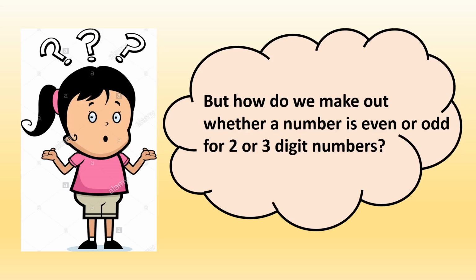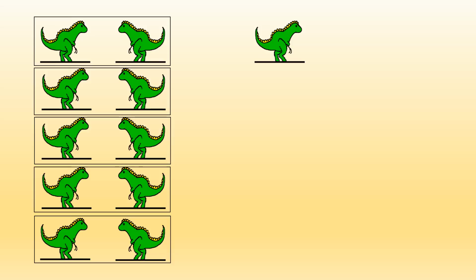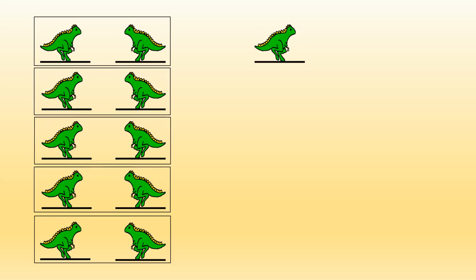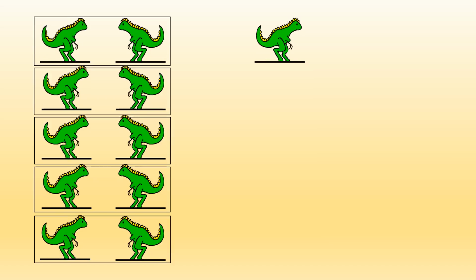So we have learnt about even and odd numbers for one-digit numbers. But how do we make out whether a number is even or odd for 2 or 3-digit numbers? Let's try to understand this through the example of dinosaur. Oh my goodness! Now we have 11 dinosaurs. So how do we check whether a 2-digit number is even or odd through the example of dinosaur?